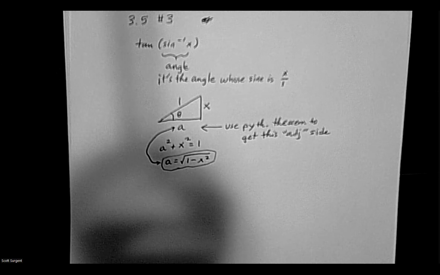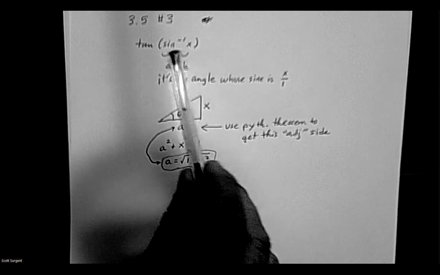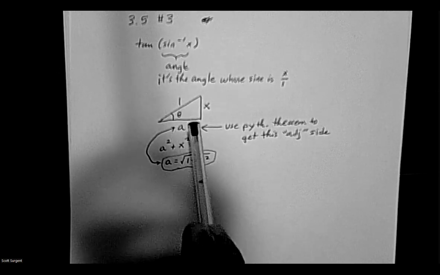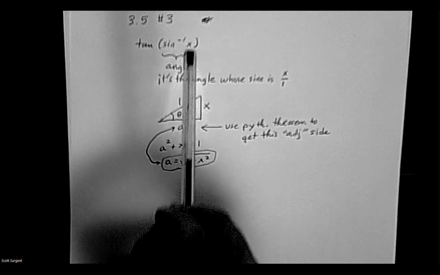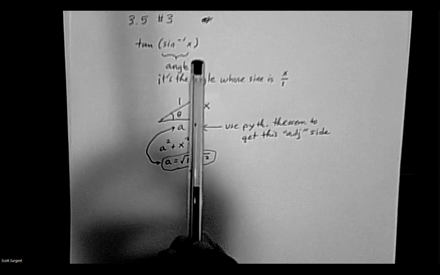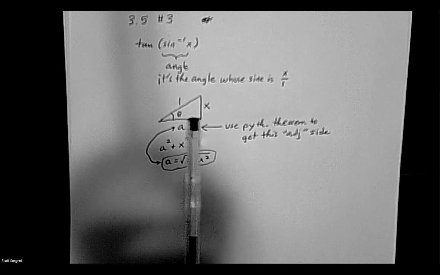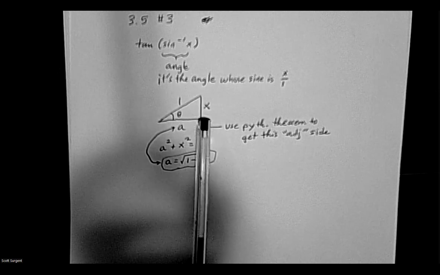Anybody can jump in at any time and ask for clarification. Okay. So remember, inverse tangent, inverse sine, inverse cosine, anytime you see that -1, it means arc or inverse. It's an angle. This whole expression is an angle. And you're just simply trying to decompose it using right triangles.